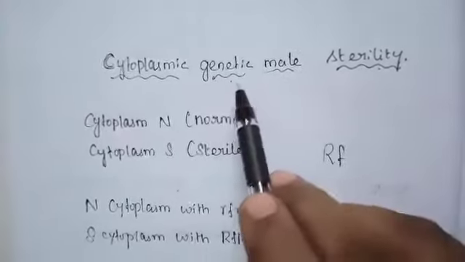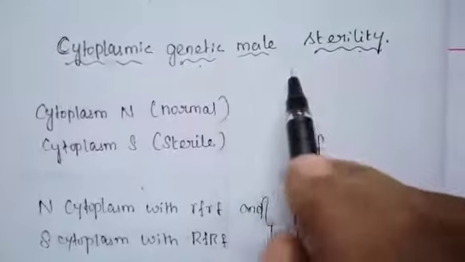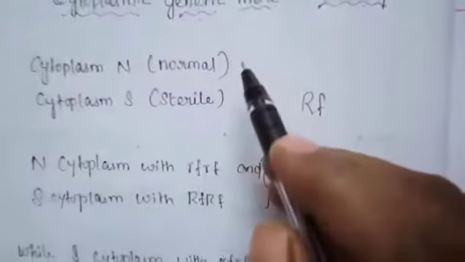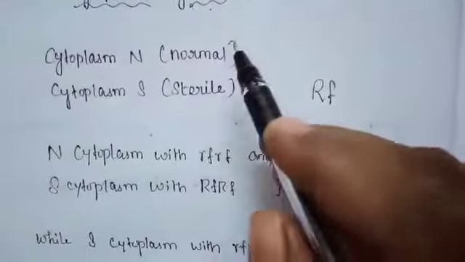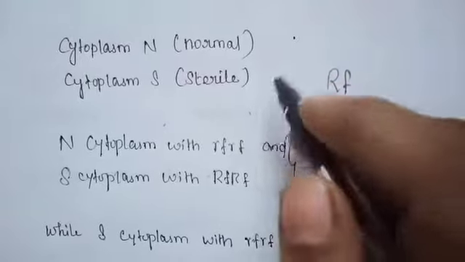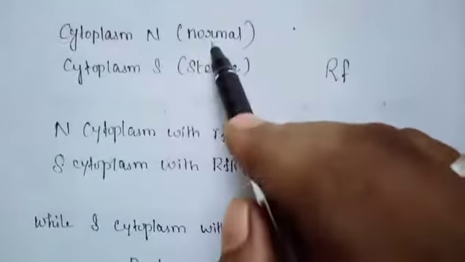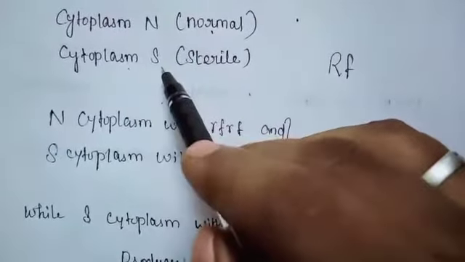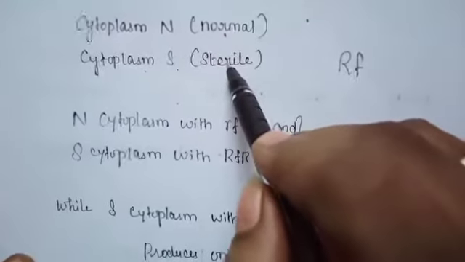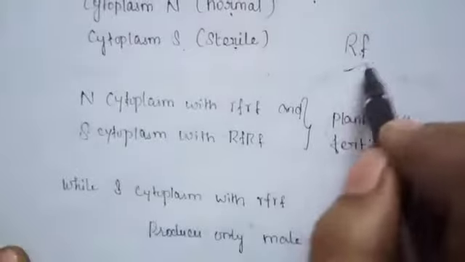Next, cytoplasmic genetic male sterility. This cytoplasmic genetic male sterility is common in many plant species. This sterility is maintained by the influence of both nuclear and cytoplasmic genes. So there are two types of cytoplasm. One is cytoplasm N, normal, another one is cytoplasm S, sterile. These are found in the mitochondrion. There are also the restorer of fertility, Rf genes.